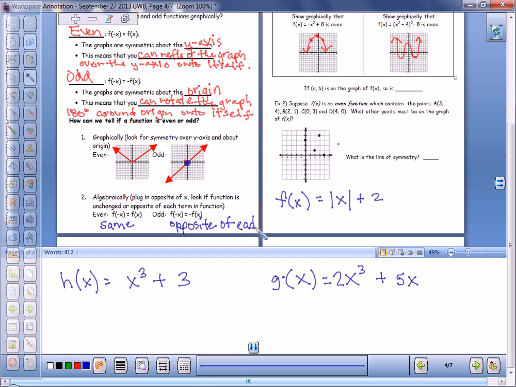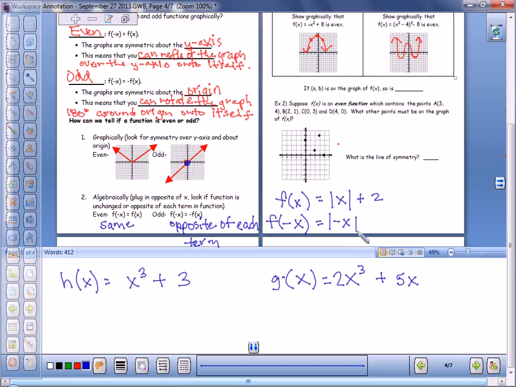And that's the only thing that changed, it would be considered odd. Okay, I have 3 little examples here for us. Let's take a look at these. So I have f of x, g of x, and h of x. This is my function f of x. If I plugged in the opposite of x, so instead of x in here, it's negative x.